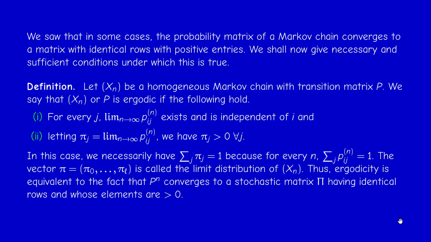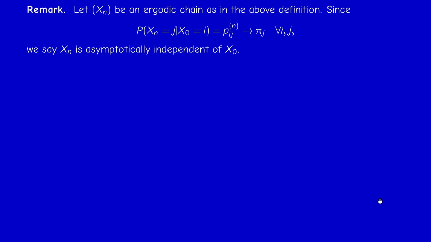So this is what I was saying orally. It's useful to denote the limit matrix by capital Π. Now, a remark: let us see what this means in terms of distribution. If X_n is ergodic, then the conditional n-step transition probability, P_ij^(n), converges to some positive number π_j. So it's independent of i. This conditional probability is actually independent of the condition on i. So we say that X_n is asymptotically independent of X_0. When n is large, the chain, if it's ergodic, forgets about its starting point. So this is the meaning of ergodicity here: a kind of asymptotic independence for n large.